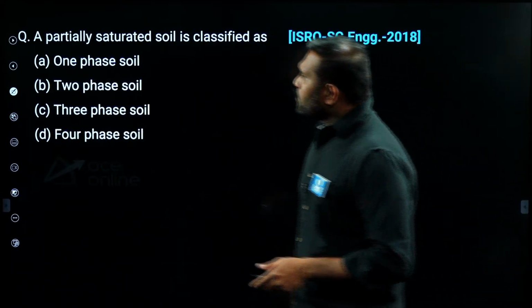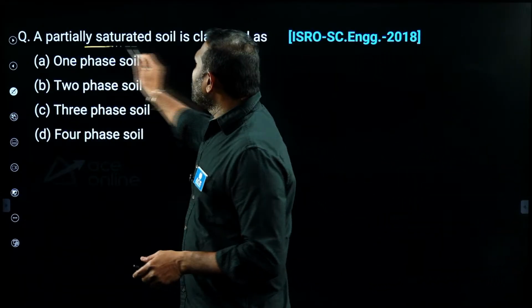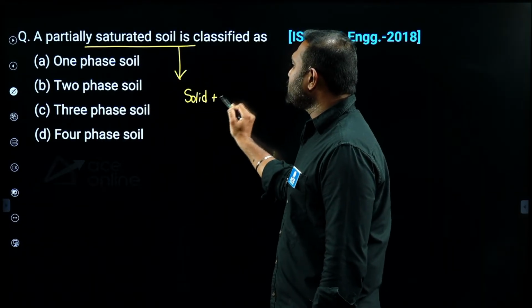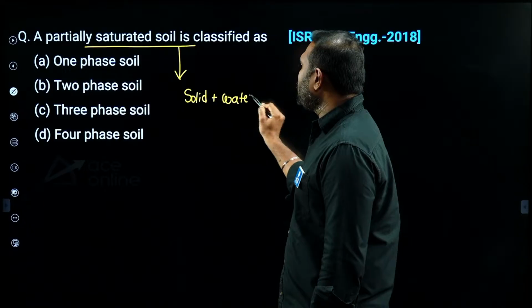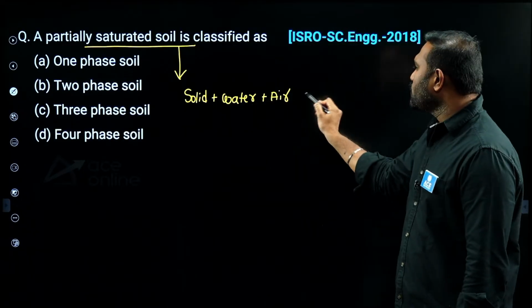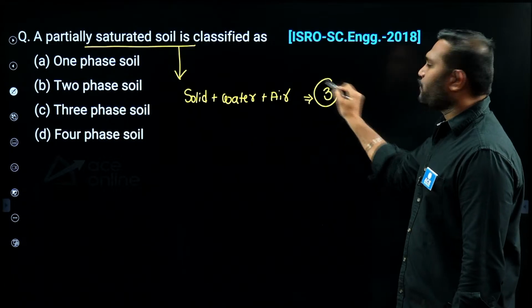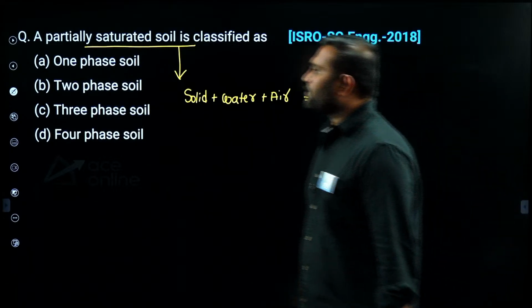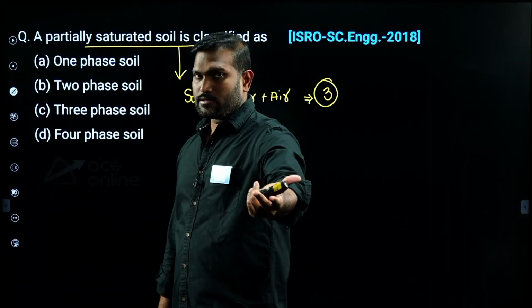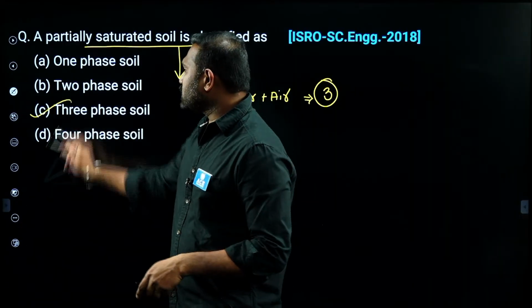Now, a partially saturated soil. When I say partially saturated, it consists of solid, it consists of water, and it also consists of air. So, how many components are there here? 3. So, we call it a 3-phase system. It's not 1 phase or 2 phase. Dry soil and fully saturated soil are 2-phase soils. But partially saturated is a 3-phase soil system.